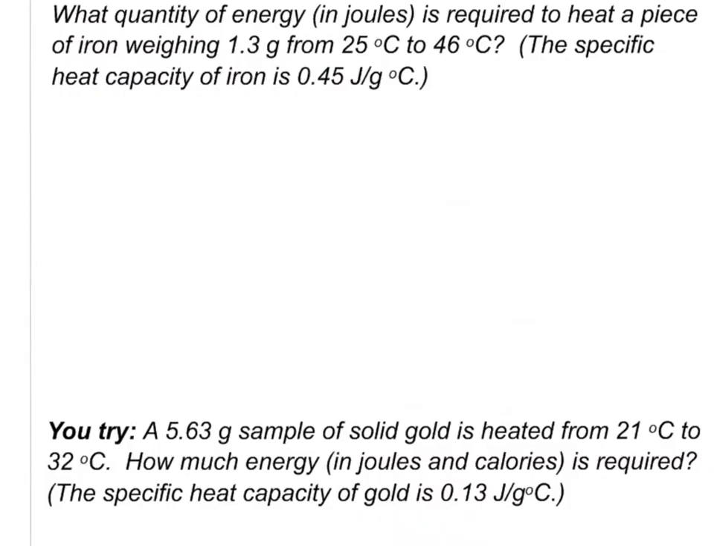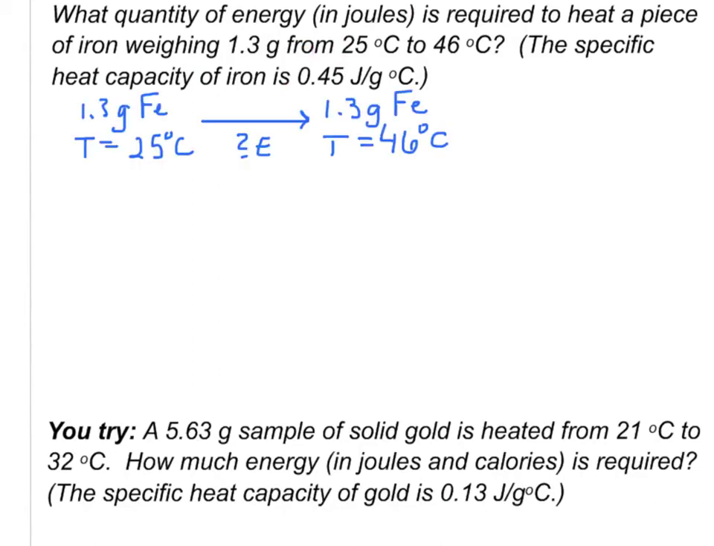What quantity of energy in joules would be required to heat a piece of iron weighing 1.3 grams? We're going to raise it from 25 degrees Celsius to 46 degrees Celsius. And I'm telling you that the specific heat capacity of iron is 0.45 joules per gram degree Celsius. We'll do the same thing we did for water in our other example, only instead of 4.18 joules to raise 1 gram of the substance by 1 degree Celsius, it's going to take 0.45 joules to raise 1 gram of the iron 1 degree Celsius.